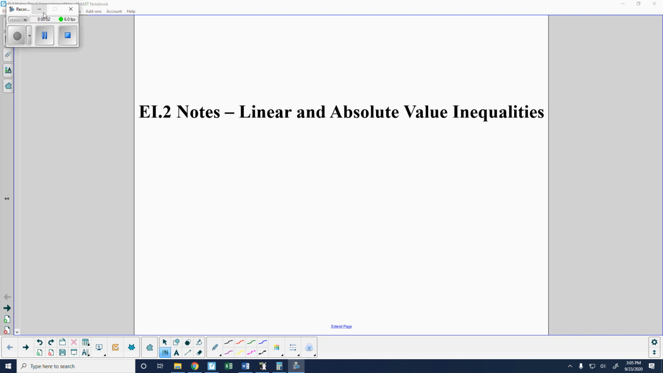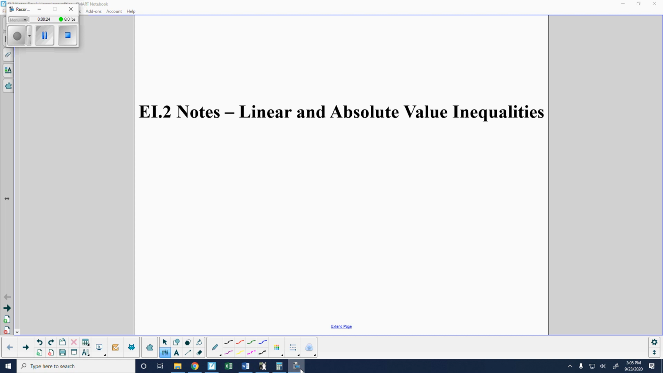Okay, guys, let's go ahead and continue the notes from where we left off. So we are taking a look at our new target, EI.2 notes, linear and absolute value inequalities. It is an addition to EI.1 notes that were about linear and absolute value equations.